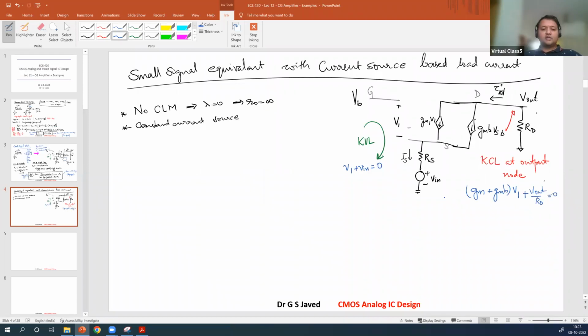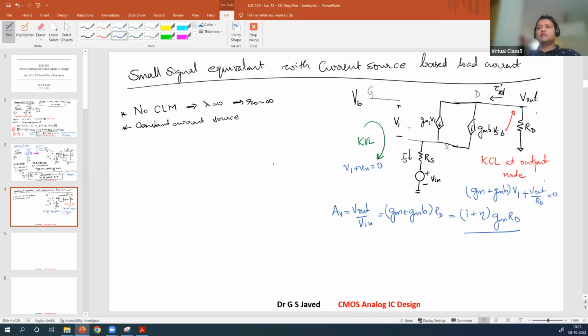So if you take these two conditions, you get your AV, which is Vout by Vin, equal to gm plus gmb times RD. Or that is equal to 1 plus eta times gm RD. So this again shows that the non-inverting characteristic is present.